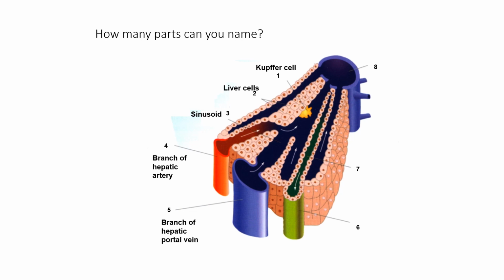Then there's the branch of your hepatic portal vein, your bile duct and your canaliculus, and then your central vein or branch of hepatic vein. You can use either term in an exam.